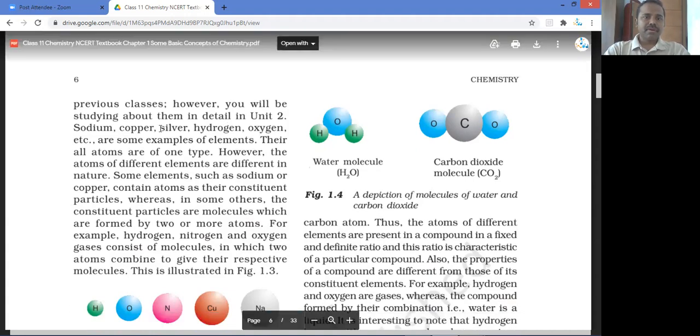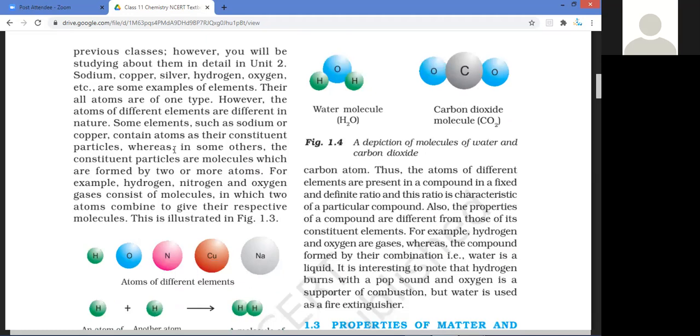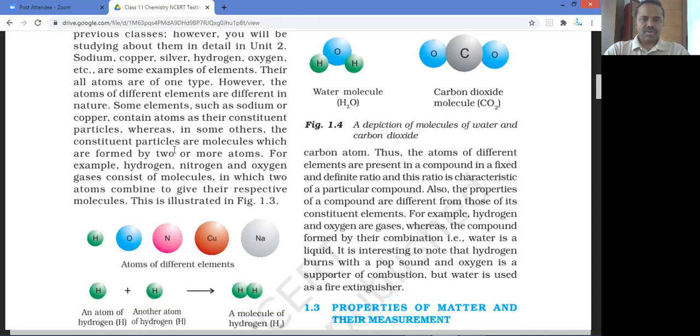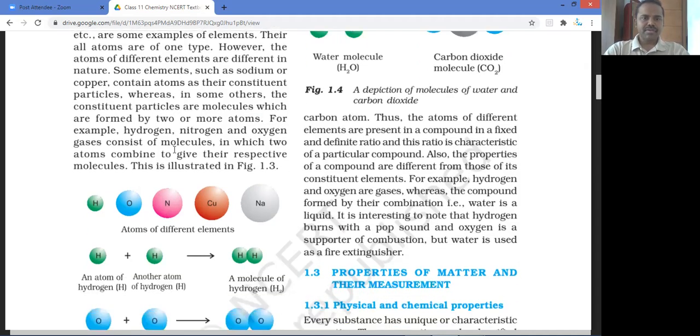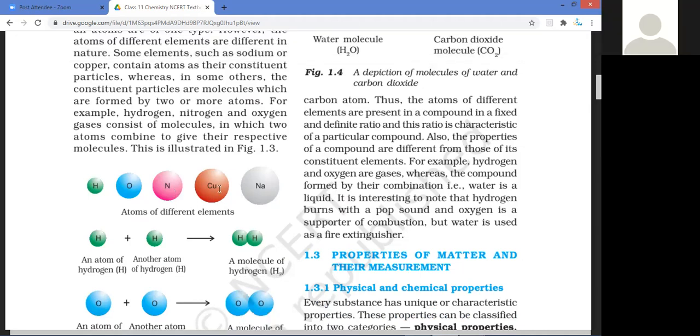All the atoms of one element are of one type, however, the atoms of different elements are different in nature. Some elements such as sodium or copper contain atoms as their constituent particles, whereas in some others, constituent particles are molecules which are formed by 2 or more atoms. Hydrogen, nitrogen, oxygen gases consist of molecules in which 2 atoms combine to give their respective molecules. So atoms of different elements: H for hydrogen, O for oxygen, N for nitrogen, Cu for copper, Na for sodium. So you know all this.